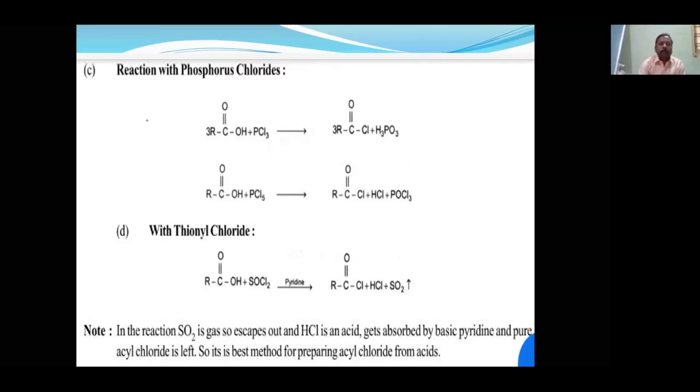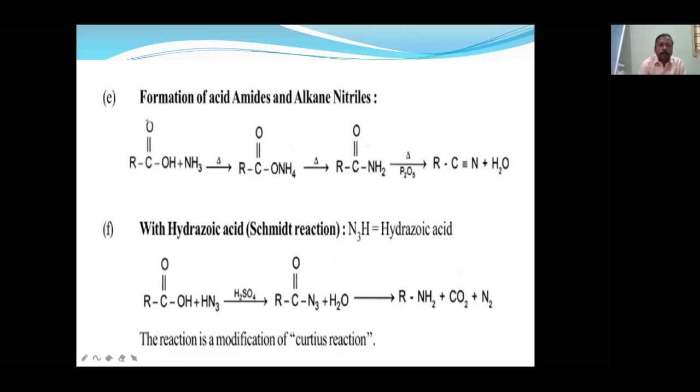Then formation of acid amides. The next reaction is formation of acid amide. Very simple. We have already studied this, I think. See, NH3 will add up here. NH3 plus 1, NH4. This is called a carbamide. So this is amide, acid amide. Then if you remove the water molecule with P2O5, an acid dehydrating agent as I just told you, it will remove the H2O. Then RCN is formed and H2O will be left over.